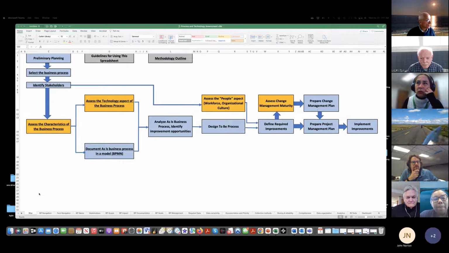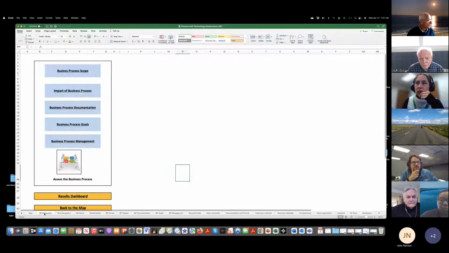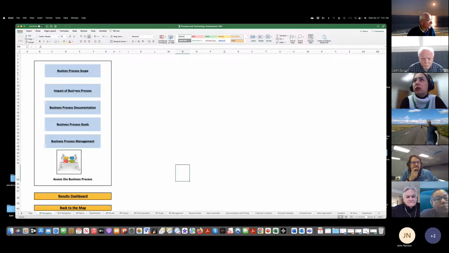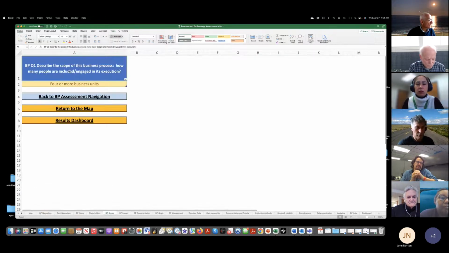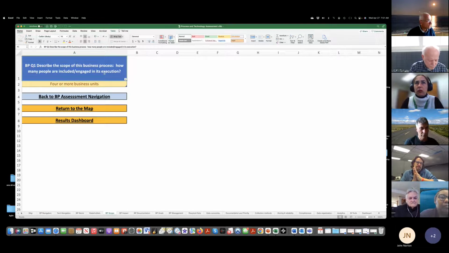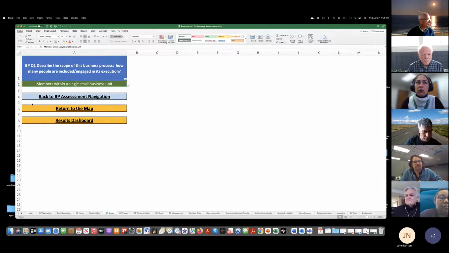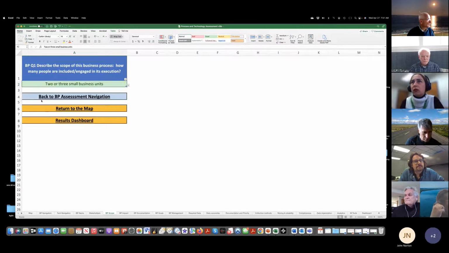But just to show you how this could work, this part on the business process is very simple. When you go there, you would figure out what the scope is, what the impact is, how much documentation you have, what your goals are, and how this process is managed. So as far as scope, for now it's very simple, and we can extend it and make it more complicated. You would just ask, how many people are involved in this process? Is it just members within a small business unit and that's it? Or is it maybe 2 or 3 business units, or 4 or more?